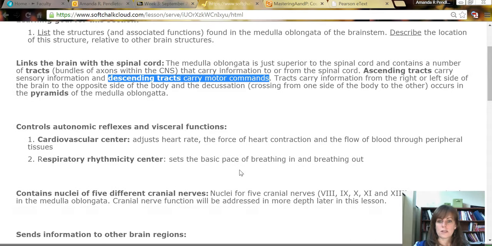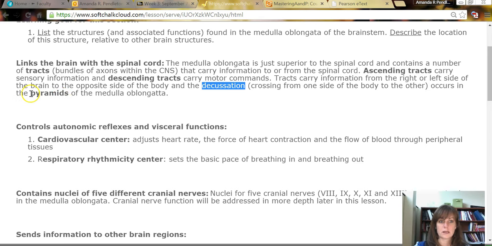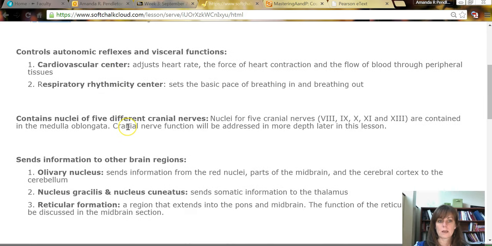Okay. One thing you need to know is that a lot of times stuff coming from the left side of the brain may cross to the right side of the body as it goes out. Okay, and also the opposite. The right side of the brain crosses to the left side of the body as it goes out. Crossing is called decussation, and a major location where that happens is what's called the pyramids of the medulla oblongata.